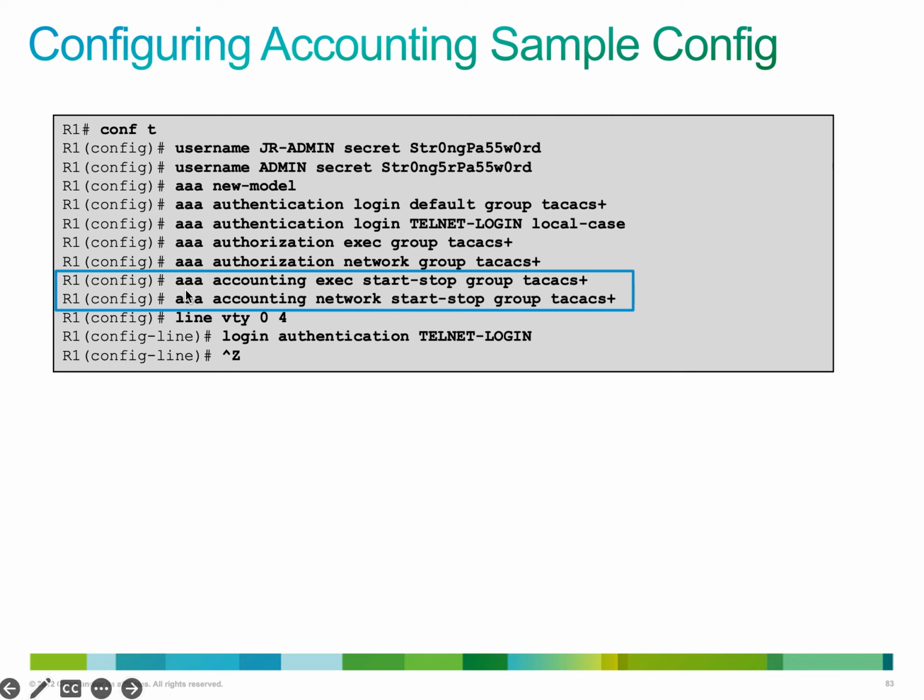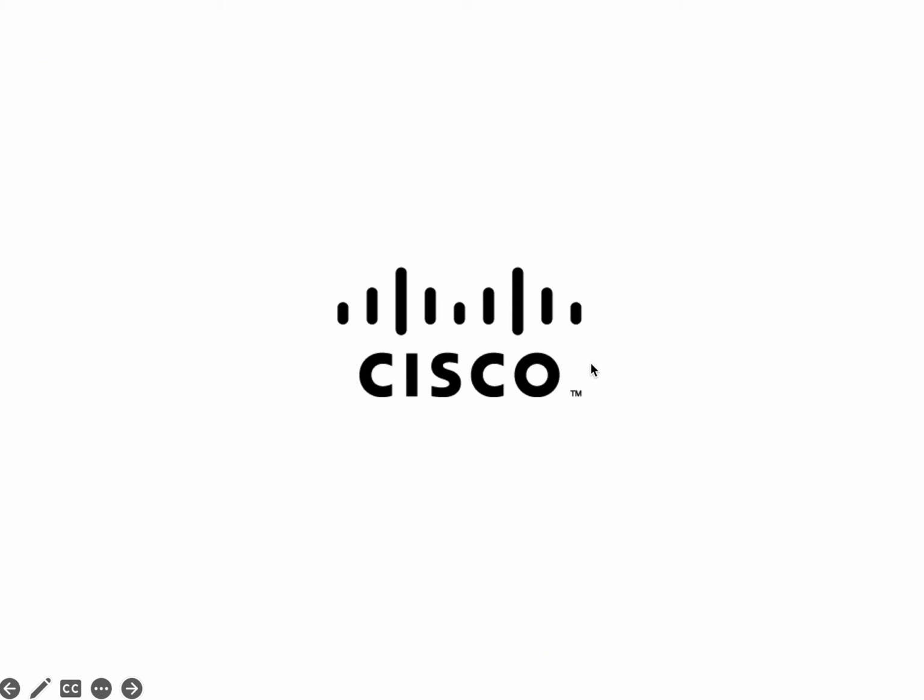So if you look at configuring the accounting, you see what is basic. We've done the authentication configuration, we've done the authorization configuration. Now this is for the accounting. Router1 config# aaa accounting exec start-stop group tacacs+. Router1 config# aaa accounting network start-stop group tacacs+. And then you put every other thing.